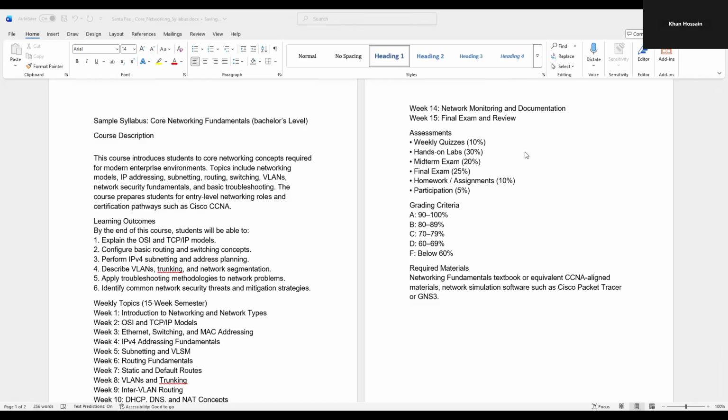And the assessment for this course: weekly quizzes 10%, hands-on labs 30%, midterm exam 20%, final exam 25%, homework assignments 10%, participation 5%. For the grading criteria, you can see required materials: a network fundamentals text or equivalent CCNA-aligned materials, and network simulation software such as Cisco Packet Tracer or GNS3.